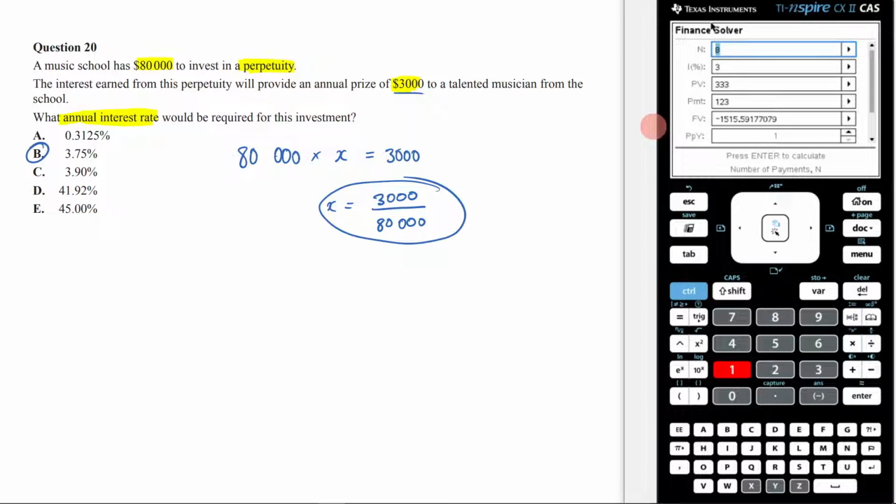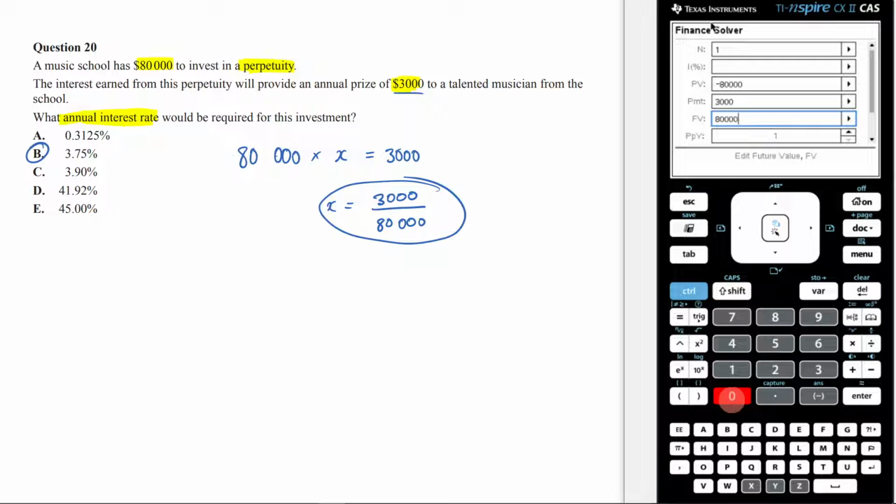So n, it doesn't matter. We can say it's 1. With the perpetuity, it doesn't matter what your n is. We keep on going. My interest rate is what I don't know, so we'll leave that blank. My present value is going to be minus $80,000 because that's what I've put into the perpetuity. My payment, that's what I'm receiving. So I'm receiving $3,000. And my future value, again, my principal doesn't change. So I've put in 80,000. It's going to remain as 80,000.